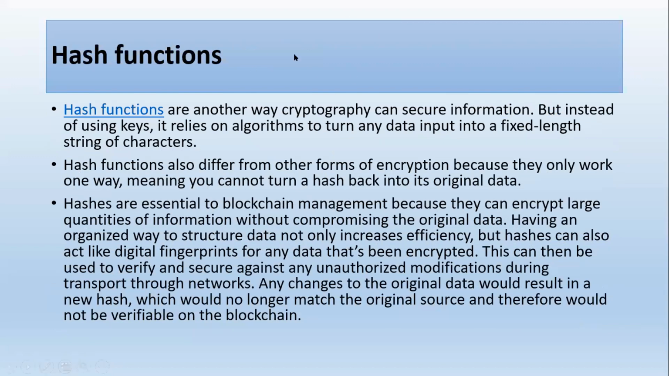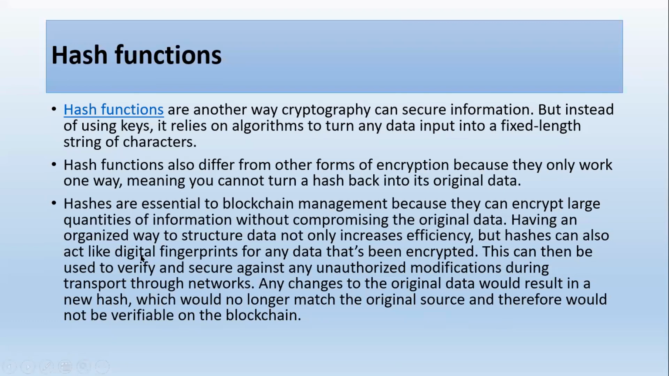And third one is the hash function. Hash functions are another way cryptography can secure information, but instead of using keys, it relies on an algorithm to turn any data into a fixed length string of characters. Hash functions also differ from other forms of encryption because they only work one way, meaning you cannot turn a hash back into its original data.